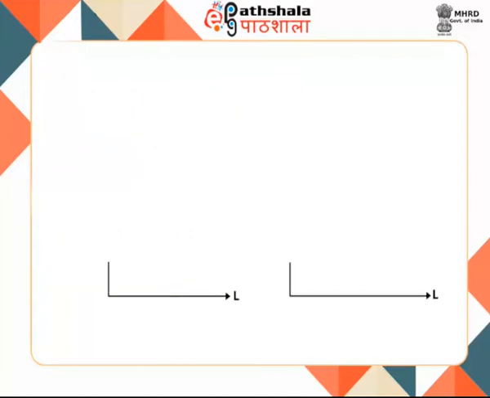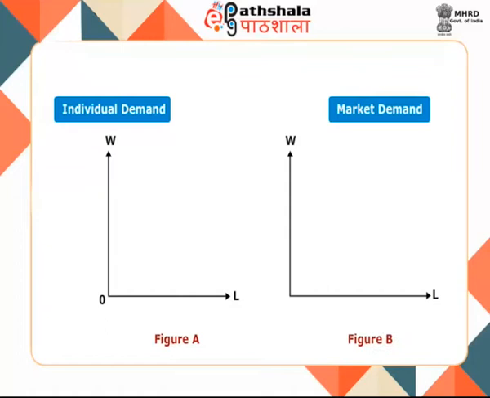We can understand individual as well as market demand with the help of a diagram. The straight line DL in figure A shows the individual firm's demand curve for labor. Suppose at the wage rate W1, the firm is at point E1 and hires L1 units of labor. Assume that the wage rate falls to W2. The firm moves from point E1 to E dash along the DL curve and increases its employment of labor from L1 to L dash units.